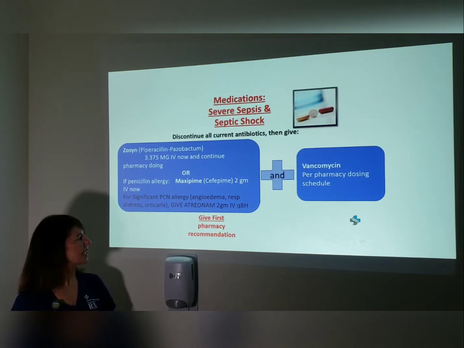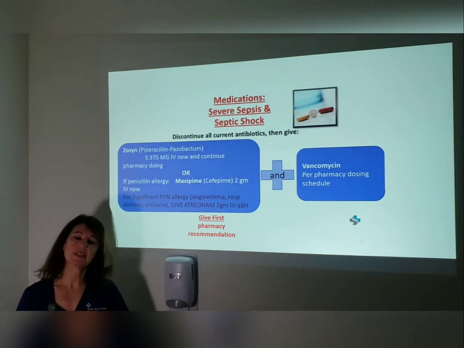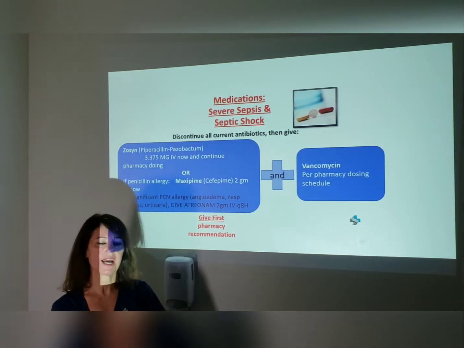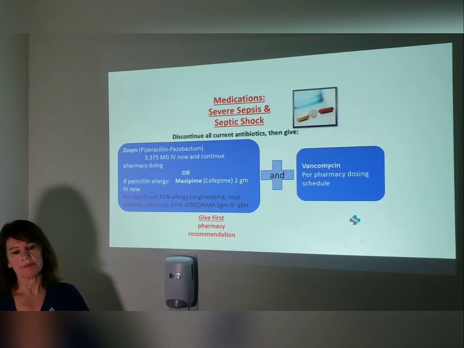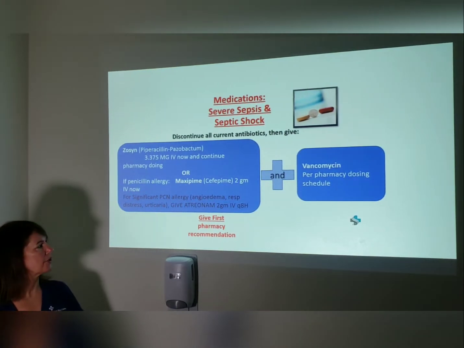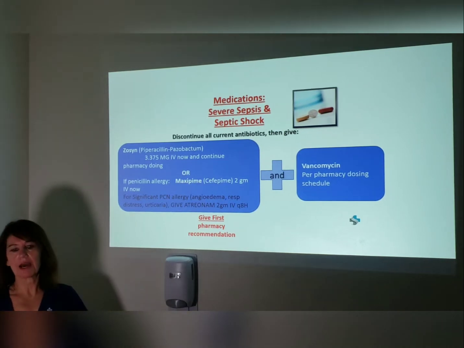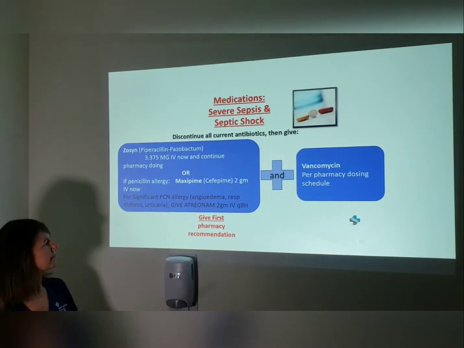Per pharmacy dosing. Always consult your pharmacist, and pharmacy has antibiotic stewardship in their pharmacy department, so you could talk to pharmacy a lot about antibiotic questions. Next slide.